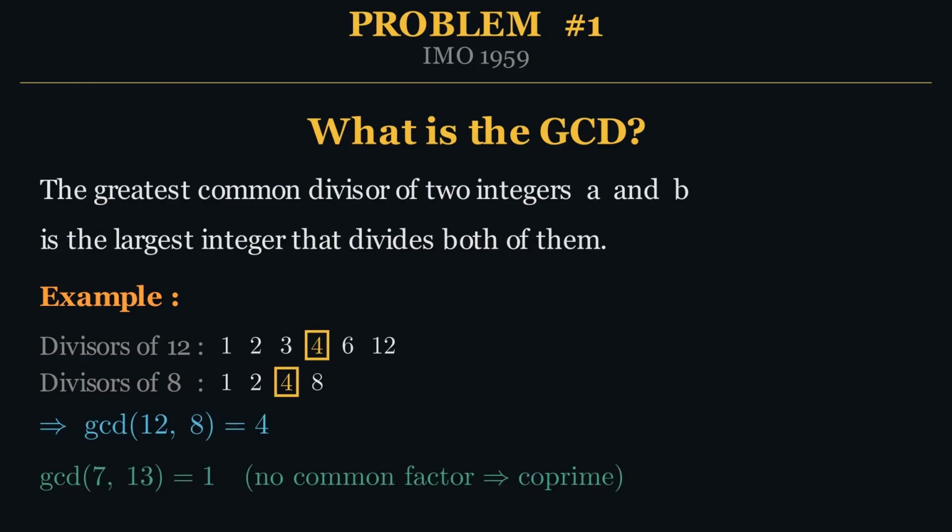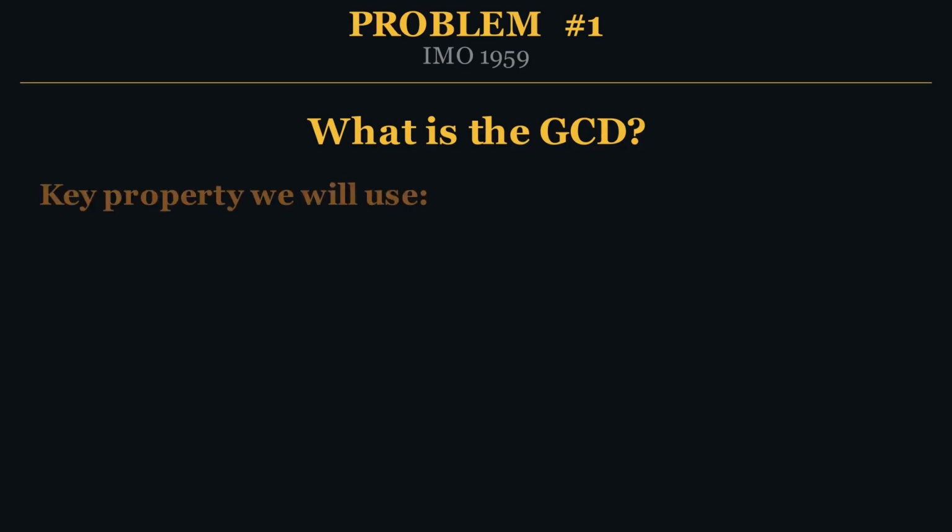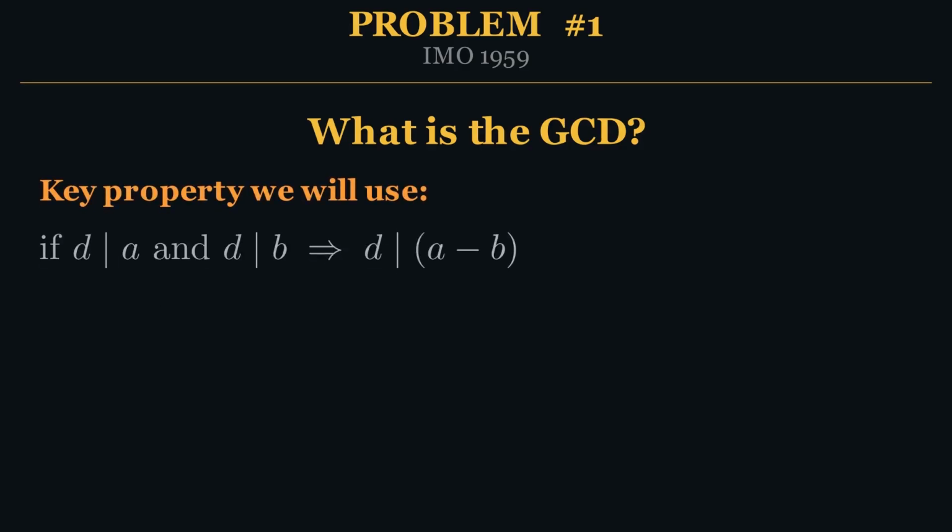On the other hand, 7 and 13 share no common factor other than 1. We call that coprime. There's one property of the GCD we'll need in particular. If D divides A and D divides B, then D also divides their difference, A minus B. Keep that in mind. It's the engine of our proof.